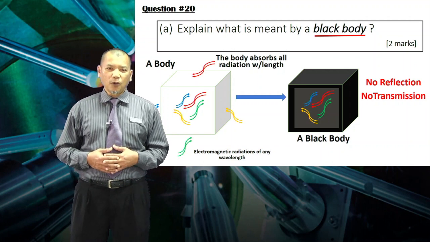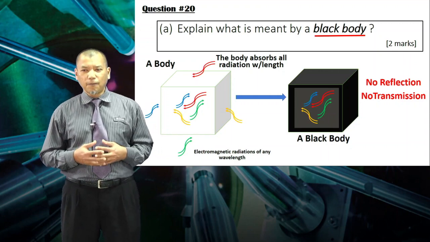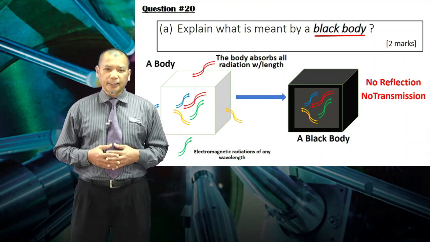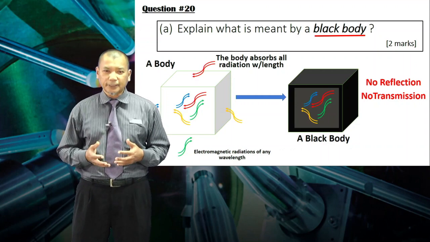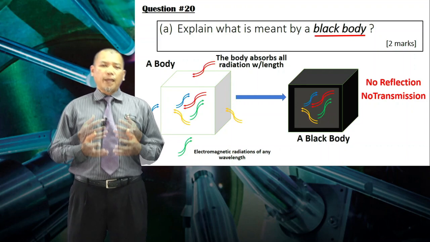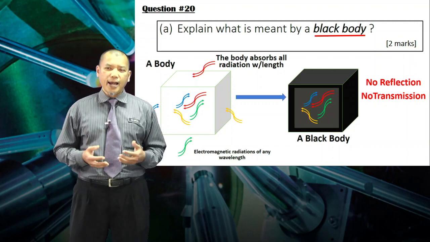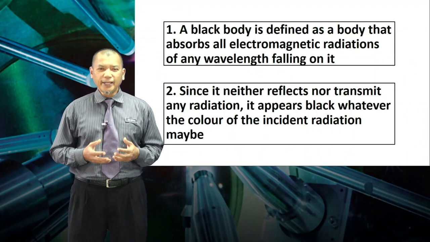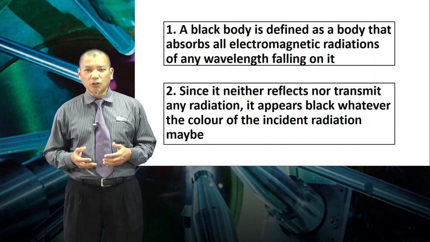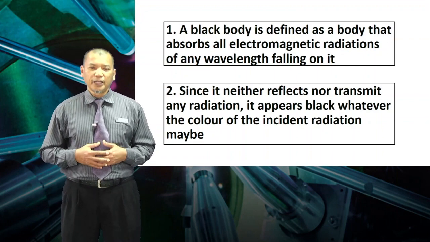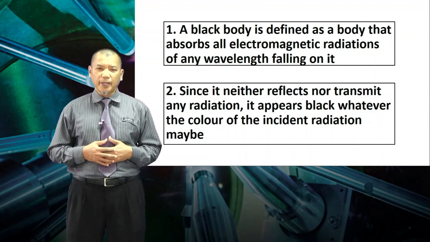Before we answer the question, let's see what is the main idea behind the term black body. Look at the diagram. I hope it will help you to understand how the black body occurs. A black body is defined as a body that absorbs all electromagnetic radiations of any wavelength falling on it. Since it neither reflects nor transmits any radiation, it appears black whatever the color of the incident radiation may be.